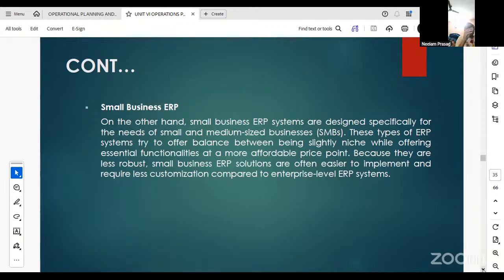So these are made for small businesses. Their requirement can be specific for certain things, and general for other things. And it is less costly. So instead of going for a bigger ERP, they can focus on an ERP which is suitable for their organization.